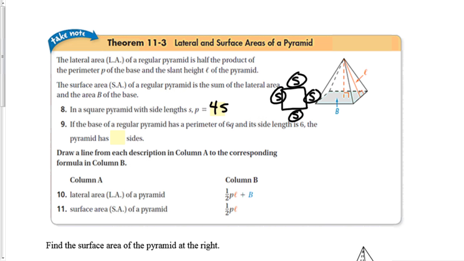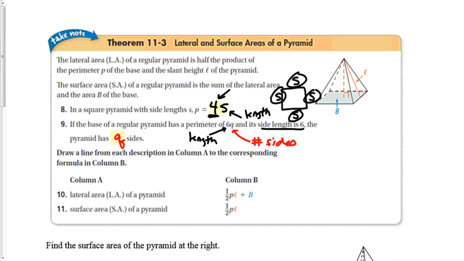Number 9, if the base of a regular pyramid has a perimeter of 6Q and its side length is 6, then the pyramid has how many sides? Okay, so up here in this first one, we had a square, which means how many sides are on the square? 4. And we knew that this was the length of each side. So in this case, the side length is 6. So this is the length, 6, which means what does Q have to be? Well, Q has to be the number of sides, which means the pyramid has Q sides.